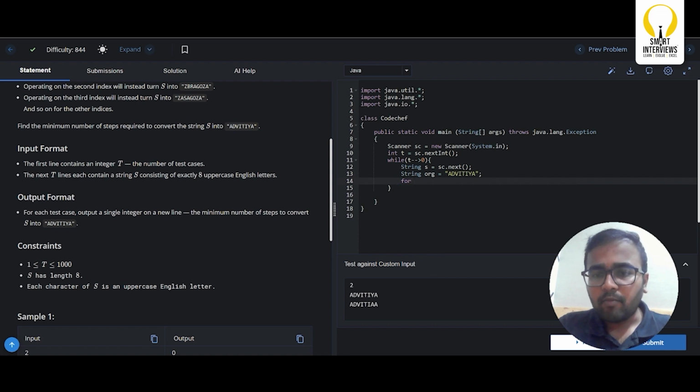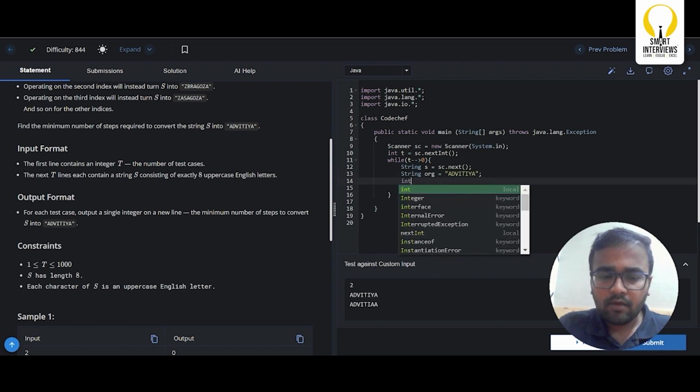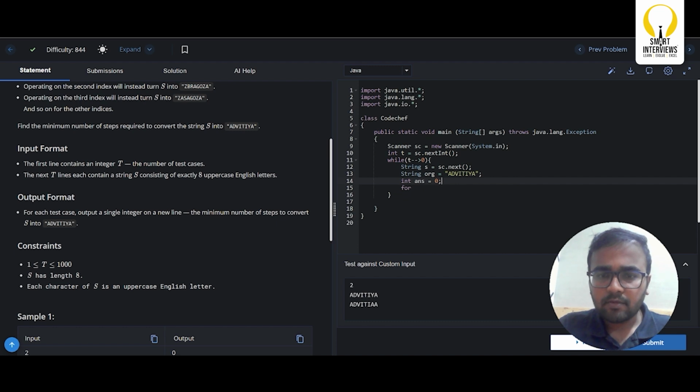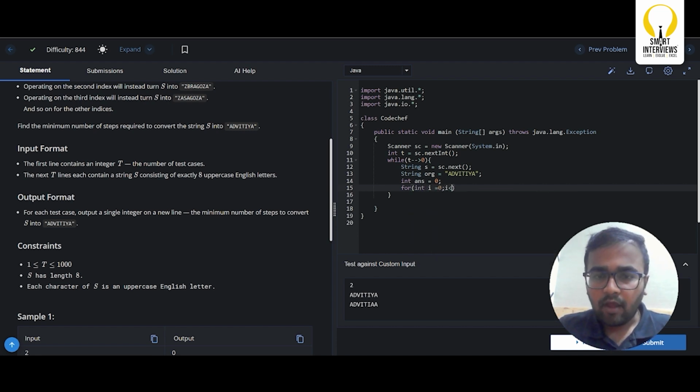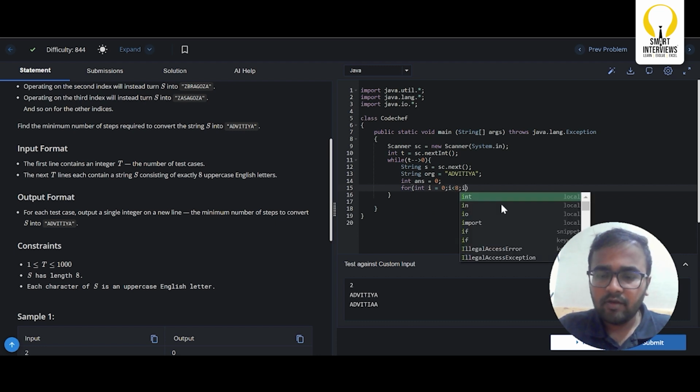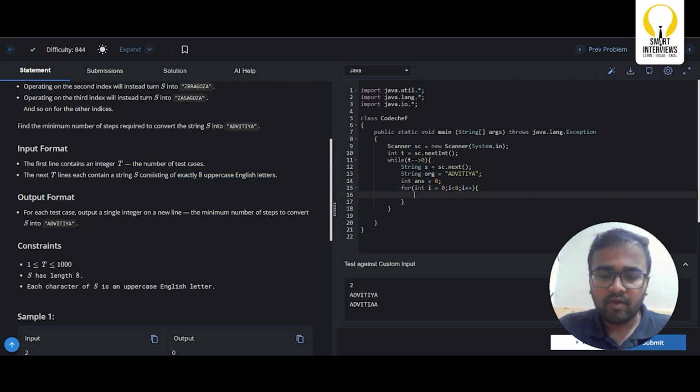Then we will find the number of steps by taking an answer which starts at 0. We'll iterate on the given string using zero-based indexing. So for that, let us start our i equal to 0, then i less than the length of the string, which is fixed at 8, as mentioned in the problem statement. It is going to contain exactly 8 uppercase letters, and both the strings are of size 8. So we will iterate, and we'll directly take the ASCII values of the particular characters in the given strings. So let's take current. Current is the ASCII value of that particular character in the given string.